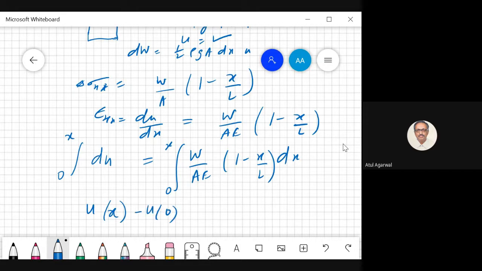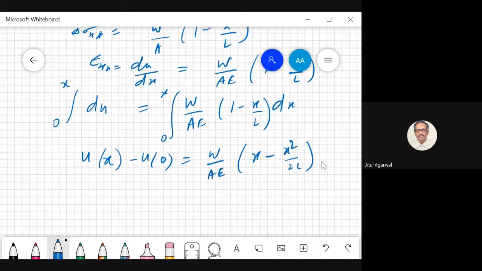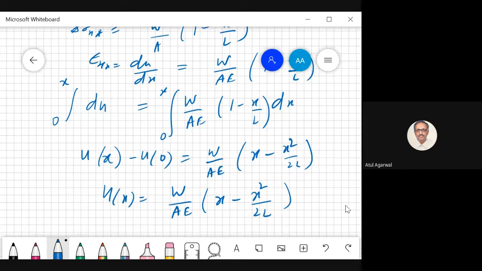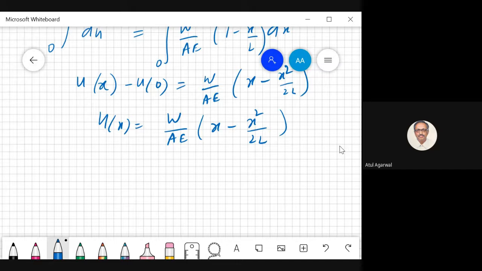Displacement at position 0 is 0 because that end is fixed. Again, you are doing the same thing. W by AE, x minus x square by 2L. So what is your displacement at position x? Okay. Now, this element, what was the gravitational force? Rho g A dx. Because of the gravitational force, this is the displacement.